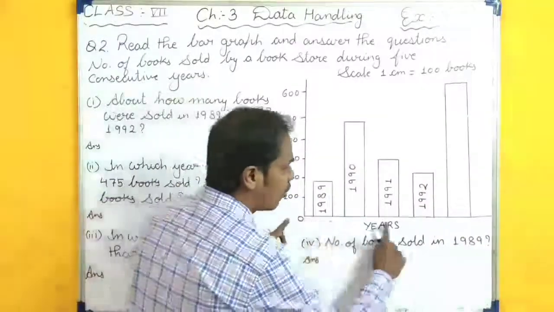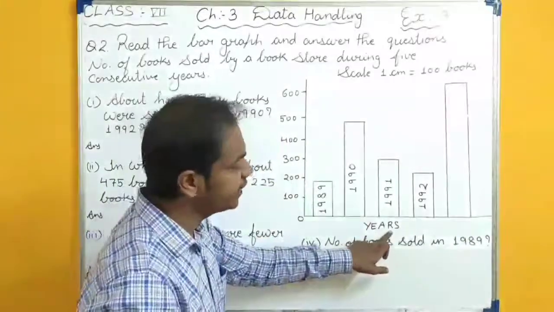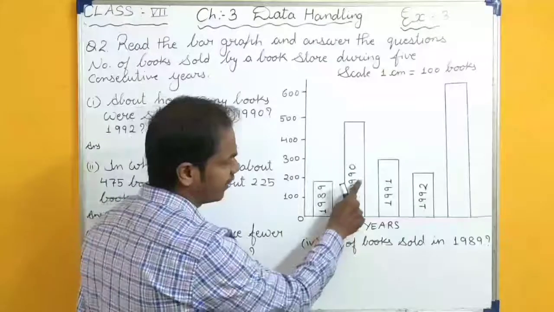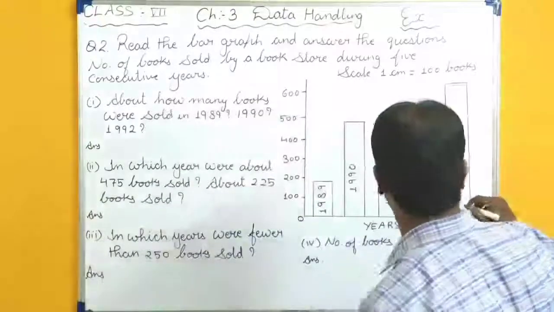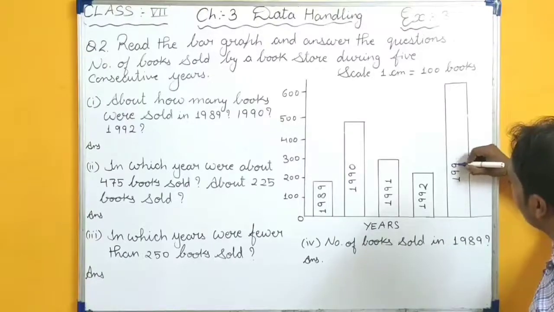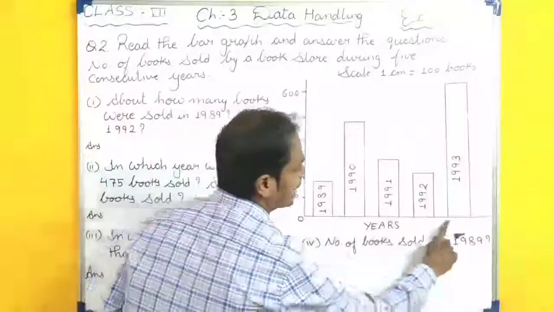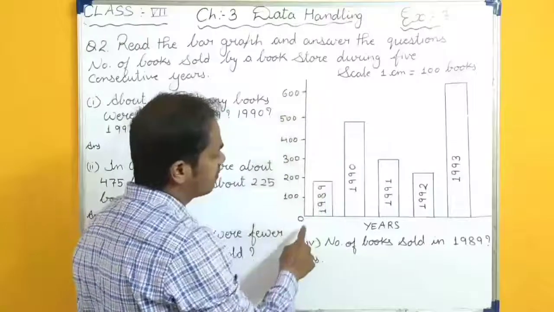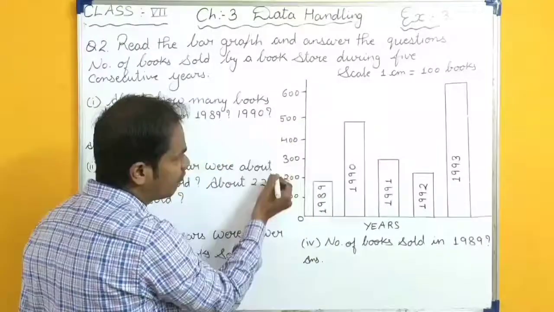This is called your x-axis, and what is measured on the x-axis? Years are measured on the x-axis. You can see here 1989, 1990, 1991, 1992, and this is 1993. These are the years. And what are you measuring on the y-axis? On the y-axis you are measuring the number of books sold. So you can write here number of books sold.